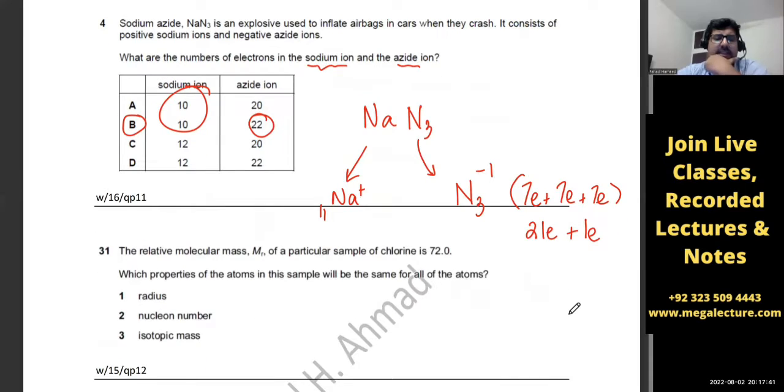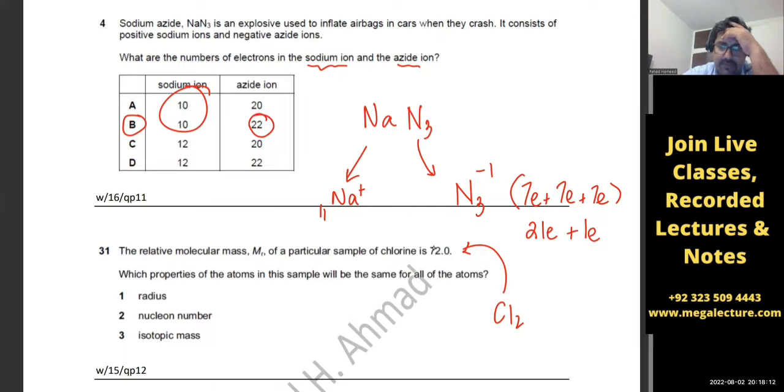Now, the relative Mr of a particular sample of chlorine is 72. Which property of the atoms in the sample will be the same for all the atoms? The relative Mr of a particular sample of chlorine is 72. I mean, chlorine is Cl2, right? Okay, chlorine is 72. So which property of the atoms in the sample will be the same for all the atoms?